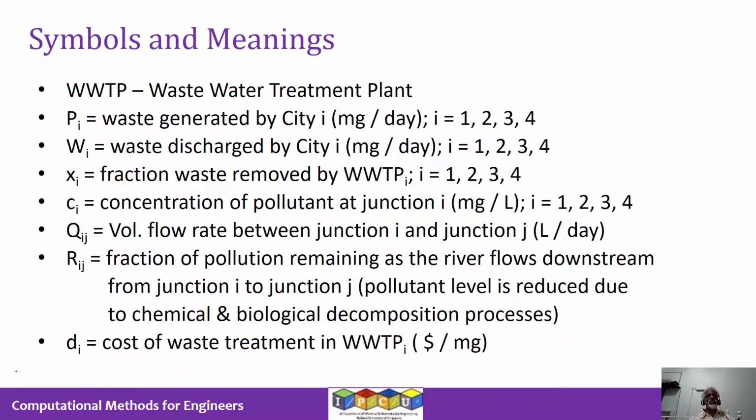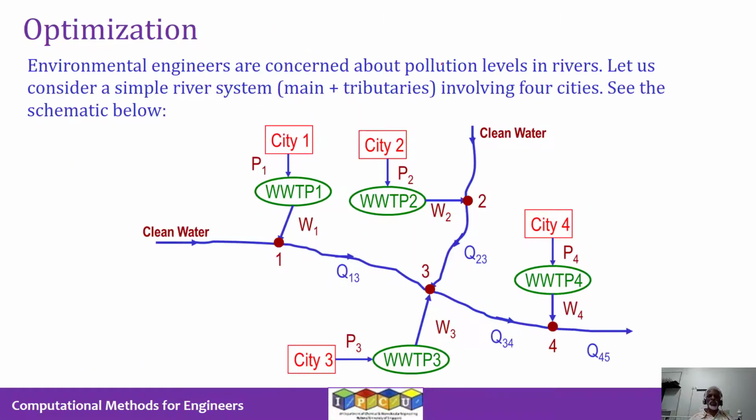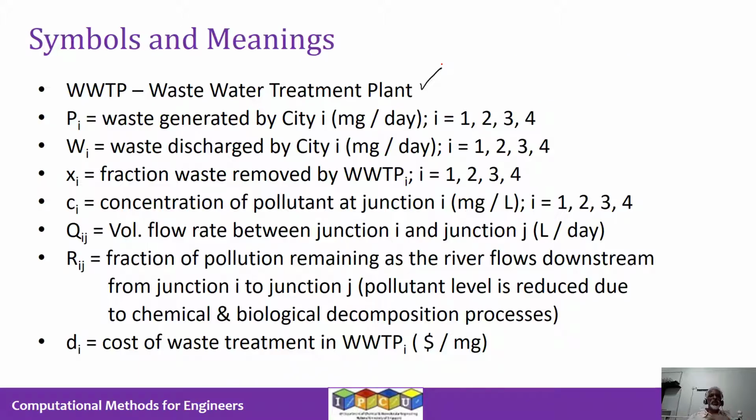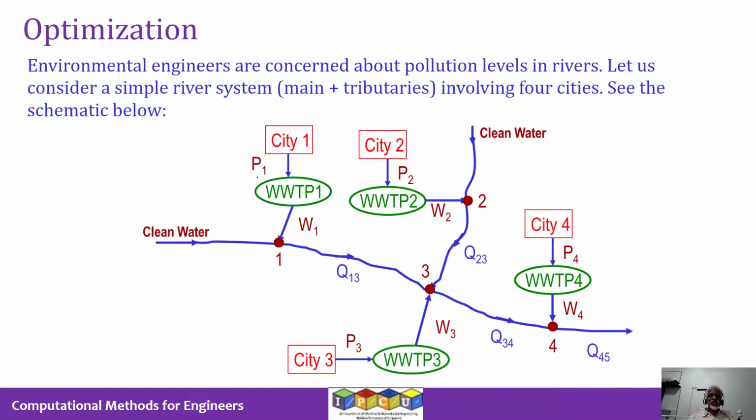Let's look at the symbols and meanings. WWTP refers to the wastewater treatment plant. So potentially every city has a wastewater treatment plant to process the waste that it generates. Pi is the waste generated by city i in milligrams per day. So P1, P2, P3 and P4, like you see in this figure. City 1 produces P1 milligrams per day. City 2 produces P2 milligrams per day of the pollutant. City 3, P3 milligrams per day, and city 4, P4 milligrams per day of the pollutant.